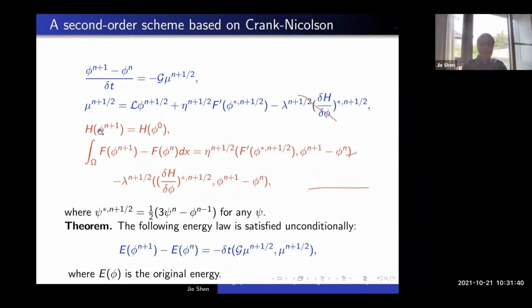you see, this is a nonlinear equation now. And here is a nonlinear equation too. Those are linear equations, but those two are nonlinear algebraic equations. Here is a linear differential equation. So this is a coupled nonlinear system. And how do we solve it? If you cannot efficiently solve it, then it's useless, right? Even though it satisfies the energy dissipation.